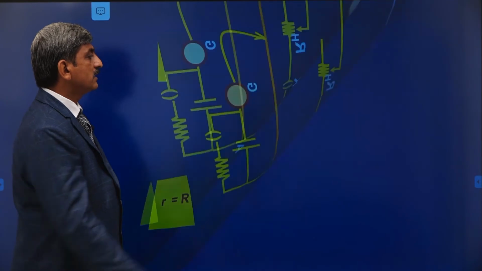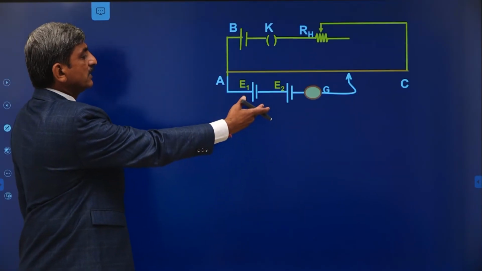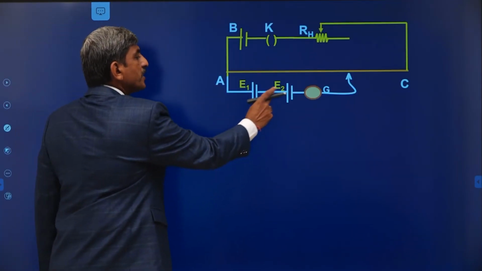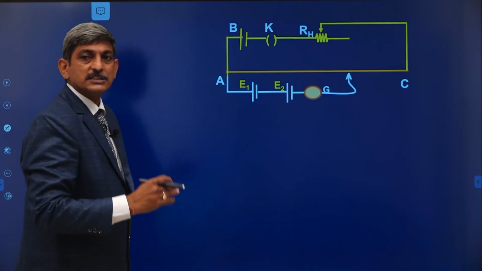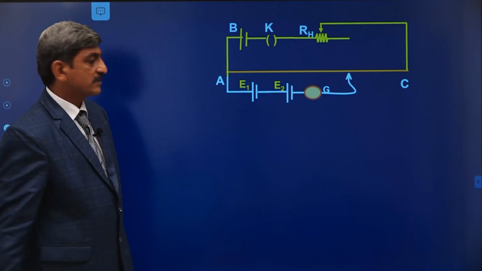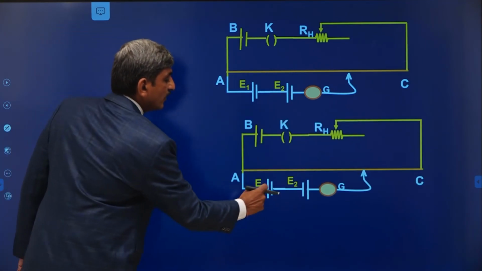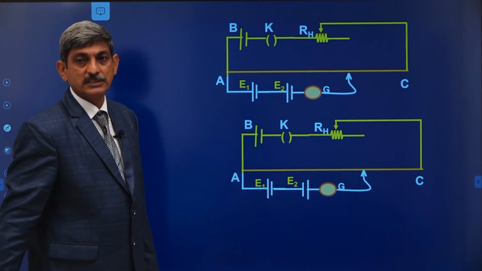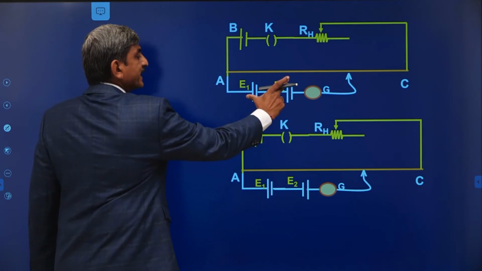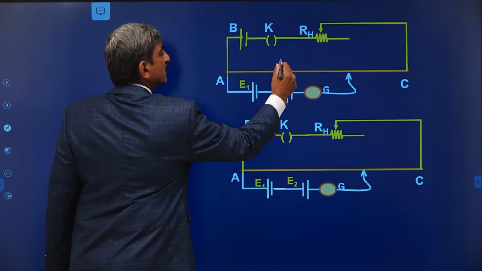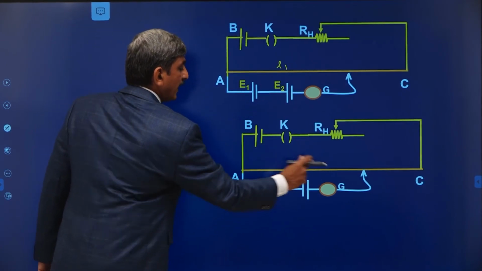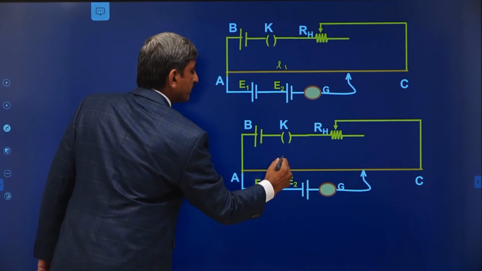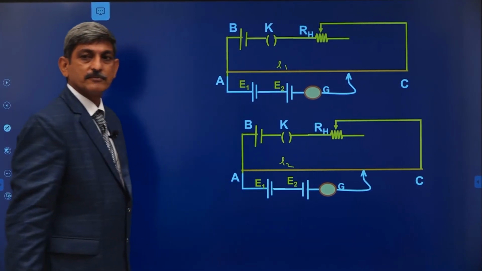Now see the last concept. Here we use two cells in series combination in the additive nature in the first case, and in the second case we use again two cells in series combination but in the opposition method. By connecting the two cells in the first case, let L1 be the balancing length. By connecting the cells in the second case, let L2 be the balancing length.